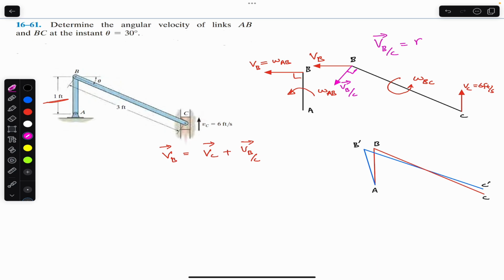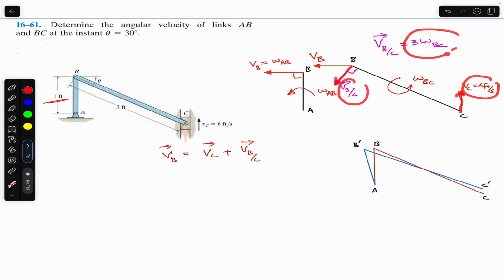r BC, or we can say the length of this BC, which is 3 feet. So we will write that this is 3 times omega BC. Now we know the direction of VB, and we know the magnitude in terms of omega AB. Similarly, we know VC. VC is given directly. We know the direction of velocity of B relative to C and its magnitude in terms of omega BC.